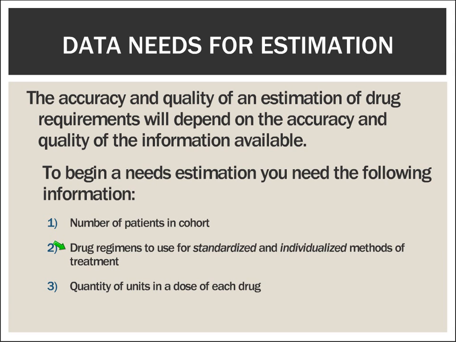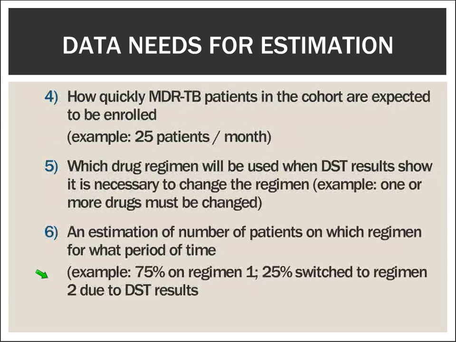Then we need to know the quantity of units in a dose of each drug, and this you can get from GDF, because GDF will give you information on which quantities and how drugs are packed in a package. So you may know, for example, how many vials of capreomycin in a pack. You need to know that, but it's easy to get from GDF.